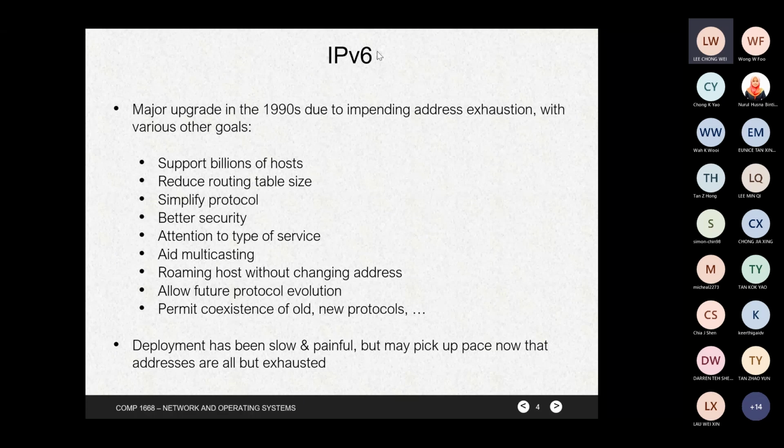Reduced routing table size, simple protocol, better security. It covers better type of service compared to version 4. It helps in multicasting, that means you can do multiple different types of casting, broadcasting at the same time. Roaming will be better without changing the address between version 4 or version 6.